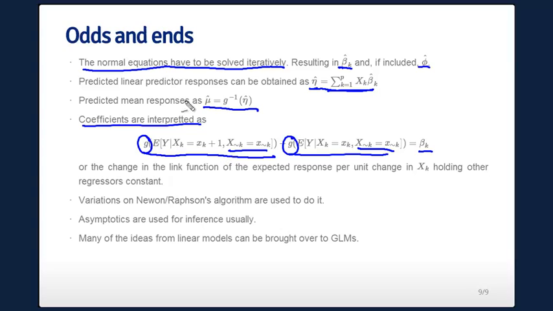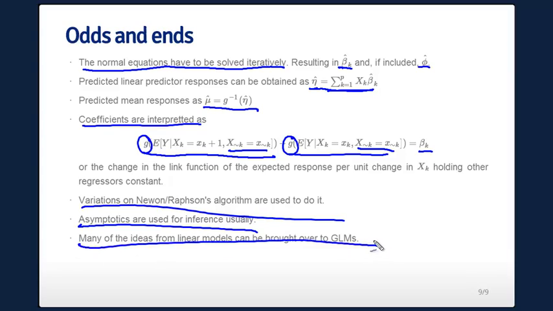For the iterative solving, it's variations of Newton-Raphson. For inference, it's almost all asymptotics, with some exceptions that we won't cover in this class. And then many of the ideas from linear models can just be brought over to GLMs. So if you have a good understanding of linear models, that will help you a lot with understanding GLMs. Okay, and then in the next lecture, we'll start going through some examples.